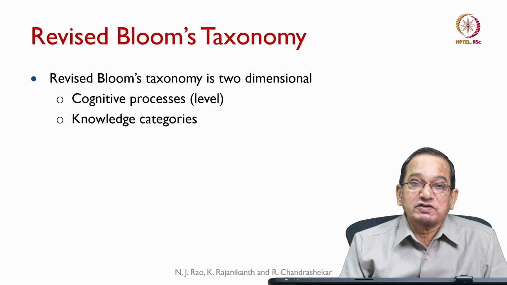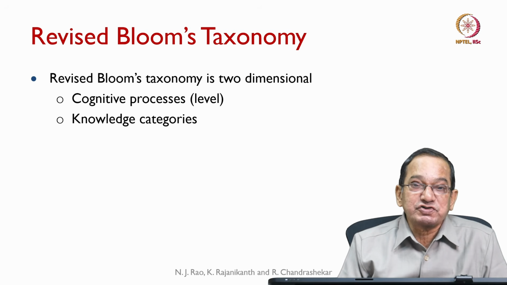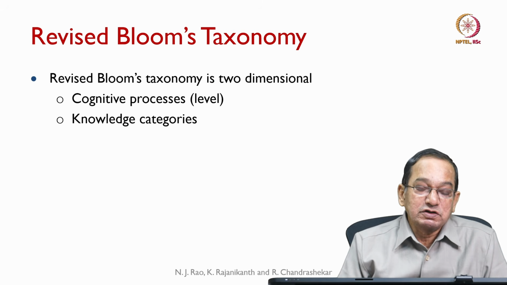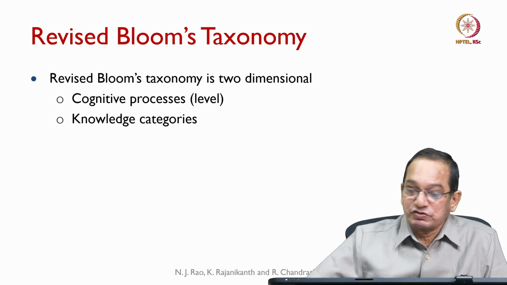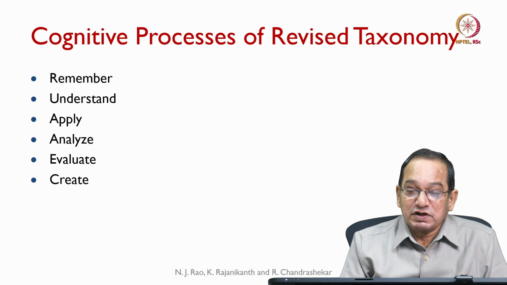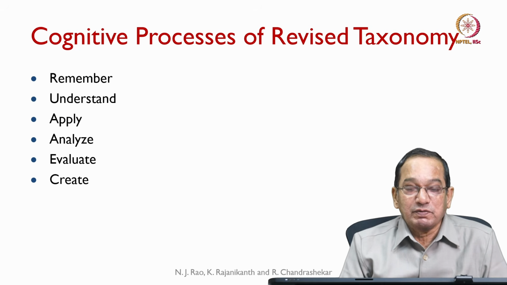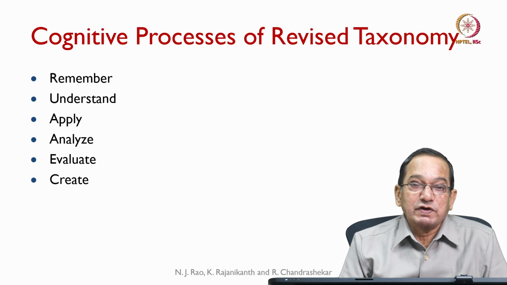The original Bloom's taxonomy had only one dimension, but the revised Bloom's taxonomy is two-dimensional. Along one dimension, the cognitive processes are listed, and along the other dimension, the knowledge categories are listed. So, it is a two-dimensional taxonomy. What are the cognitive processes of revised taxonomy? At the lowest level, it is remember. At the next level, we have understand, then apply, analyze, then evaluate, and finally create.